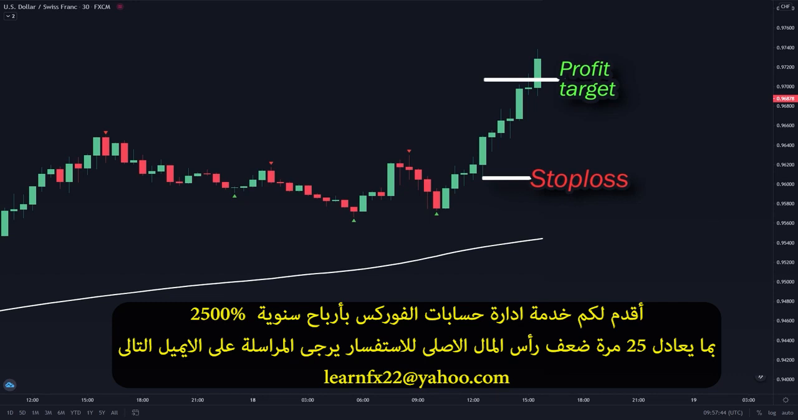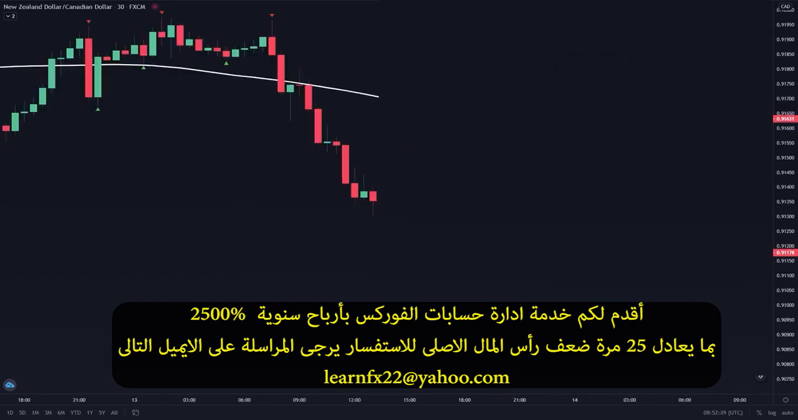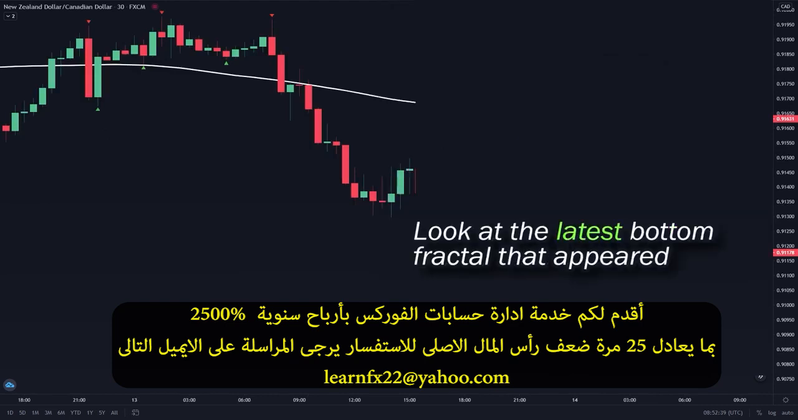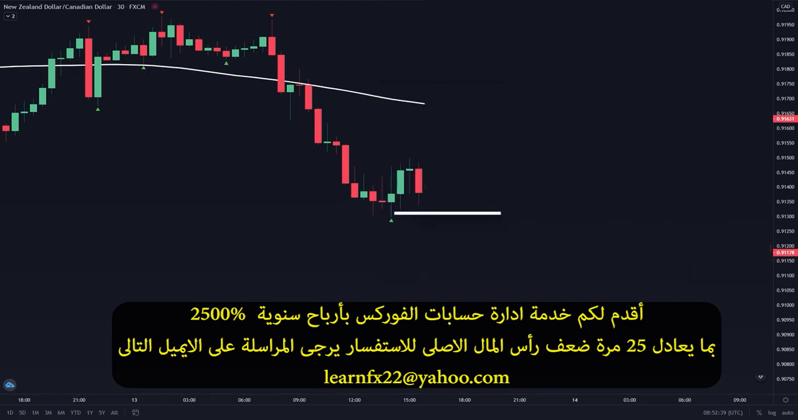Let's look at another example. In this chart, we can see that the price is below the 200 EMA, and so you want to look at the latest bottom fractal that appeared. Then, you wait for a candle to close and break out below the fractal candle. Once this happens, you take a sell position.